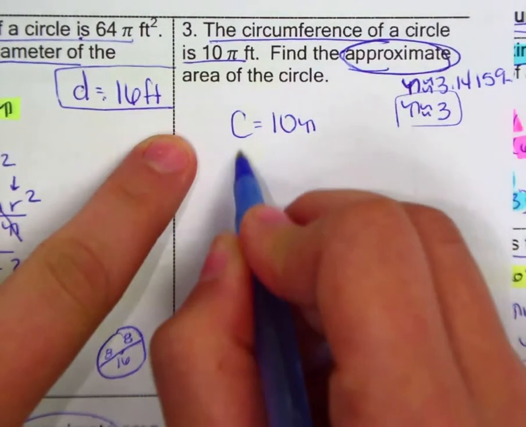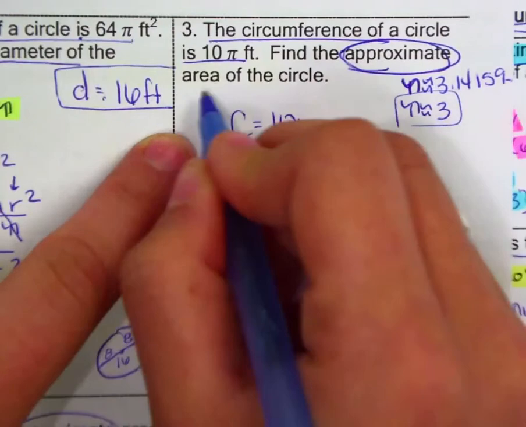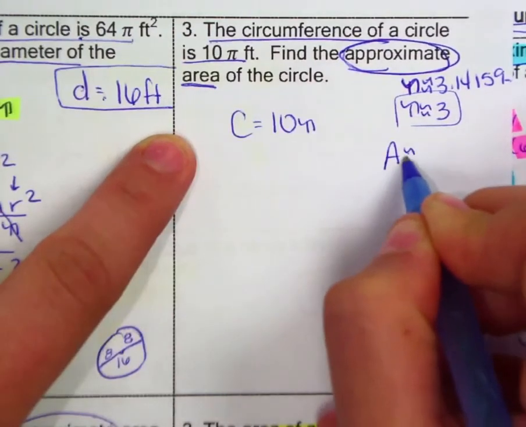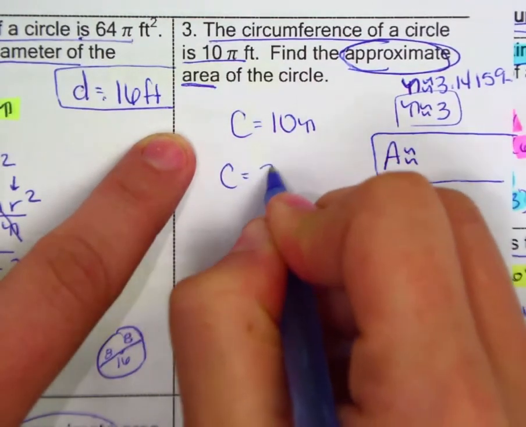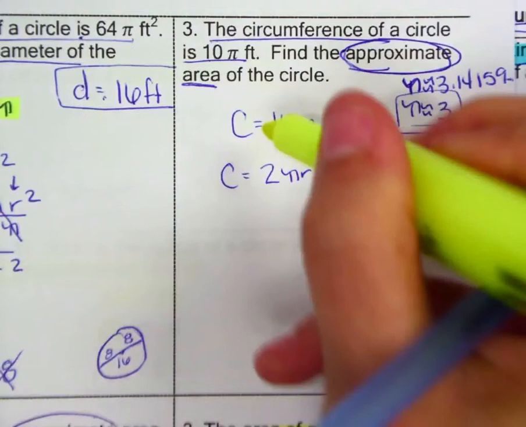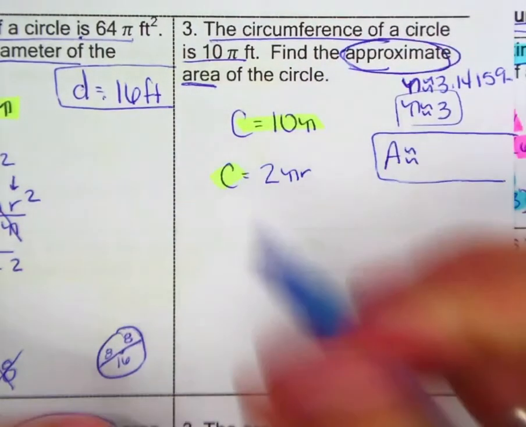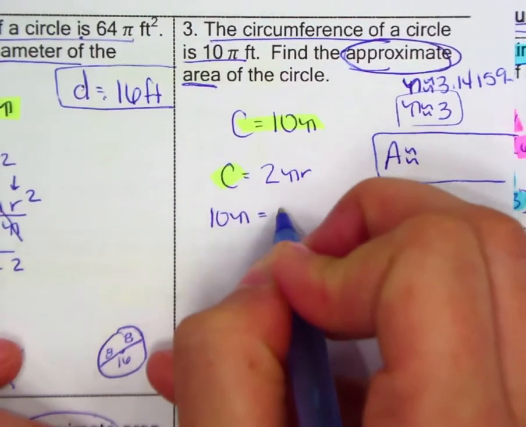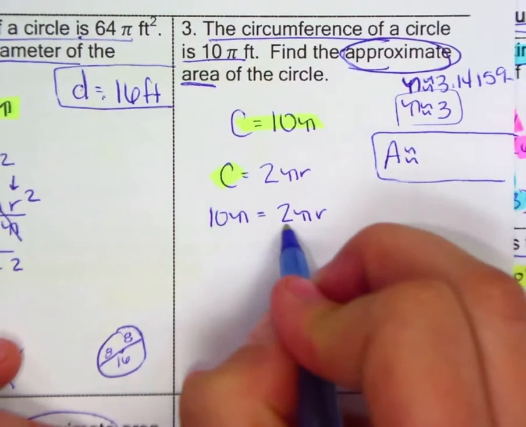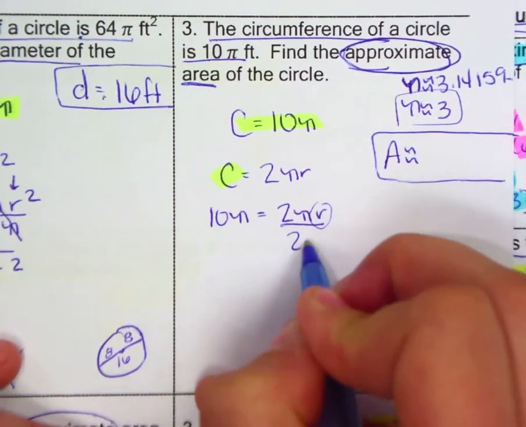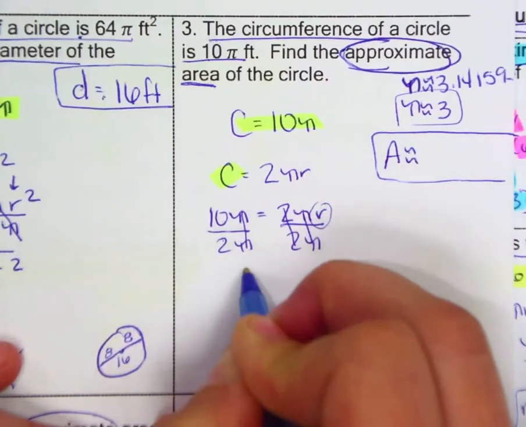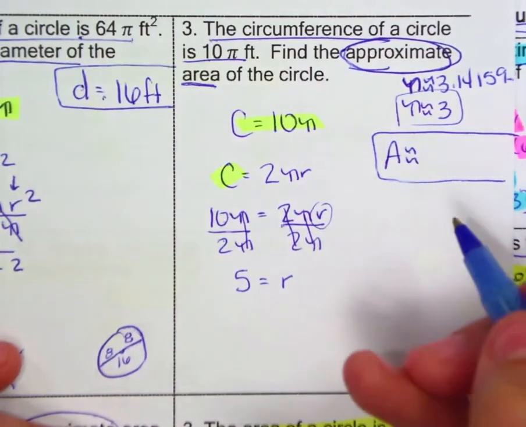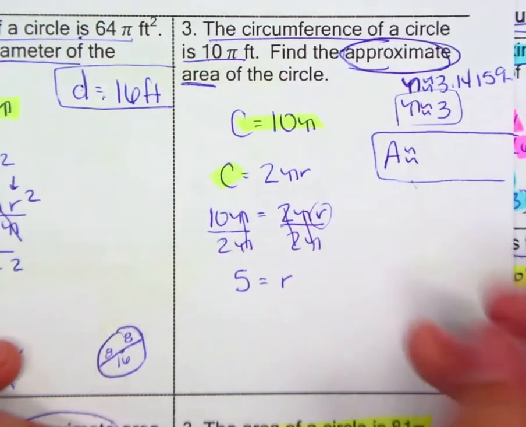So let's solve this first. We need to find the area, the approximate area. So the circumference is 2 pi r. And we know the circumference is 10 pi. So let's substitute 10 pi in. And then we'll divide both sides, since we're trying to solve for r, by 2 pi. 10 divided by 2 is 5. So the radius is 5. Is it asking for the radius? No. So we need to find the area.